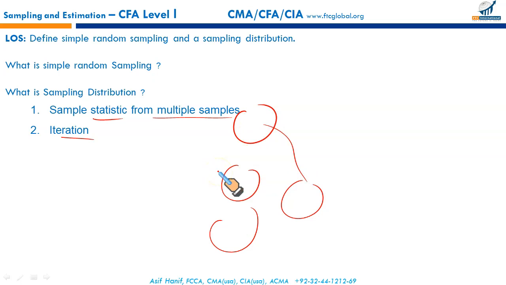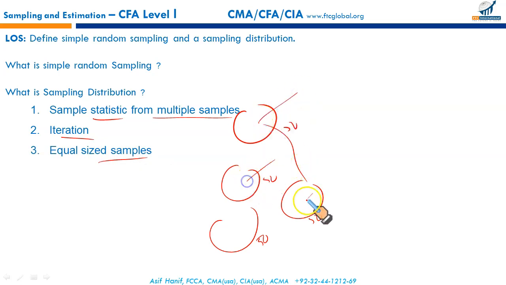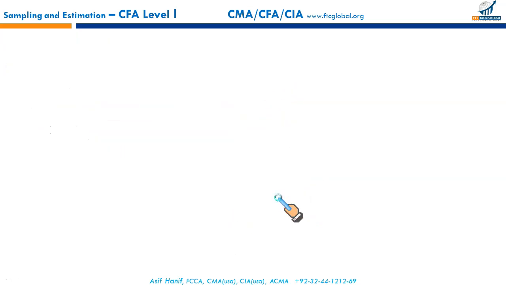That's what we've discussed in our previous reading. One important condition here is that all the samples should have the same sample size: 50, 50, 50, 50. That's an important point to be remembered. All right, equal sized samples. And then creating a distribution of these sample statistics is what you call the sampling distribution.